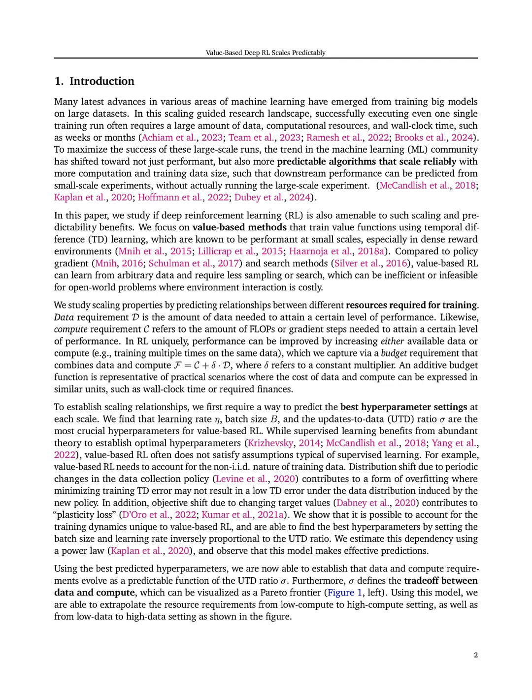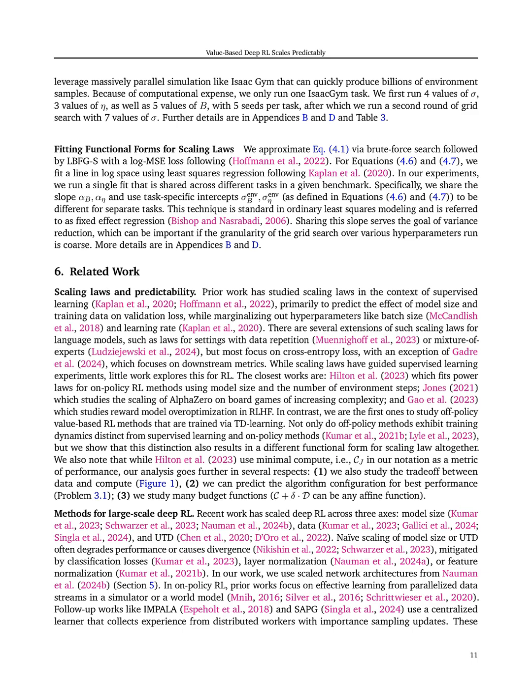We demonstrate that the data and compute requirements evolve predictably as functions of the UTD ratio, which defines a trade-off between the two resources and can be visualized as a Pareto frontier. By extrapolating from low-budget experiments, we can predict resource allocations for high-budget runs without needing to conduct large-scale experiments. Ultimately, our findings challenge the conventional belief that value-based deep RL does not scale predictably, providing a framework for optimizing resource allocation in RL training.